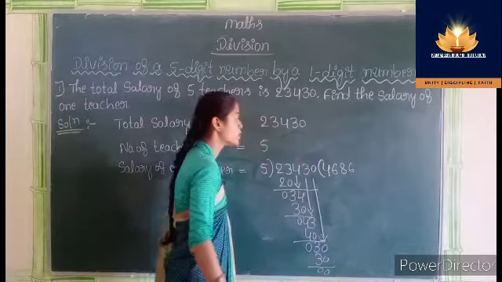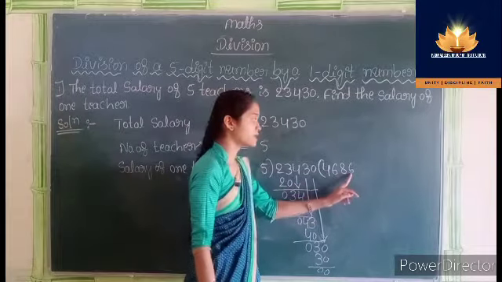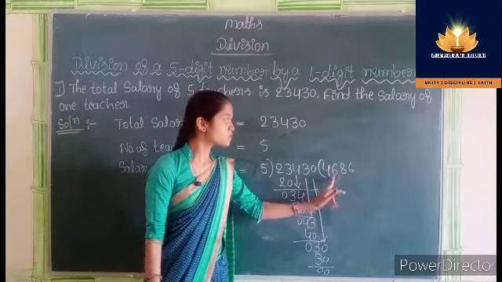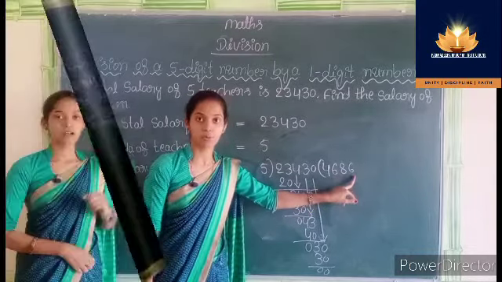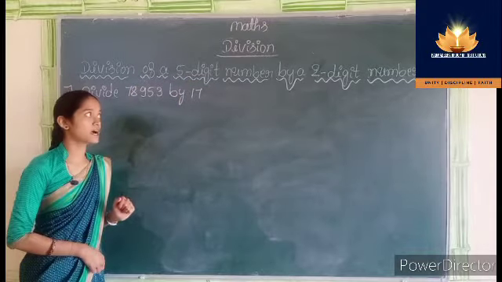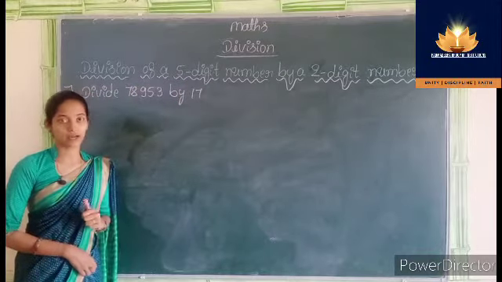So we get 4,686. The salary of 1 teacher is 4,686 rupees. Division of a 5-digit number by a 2-digit number.